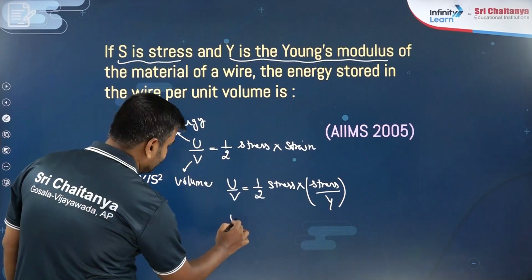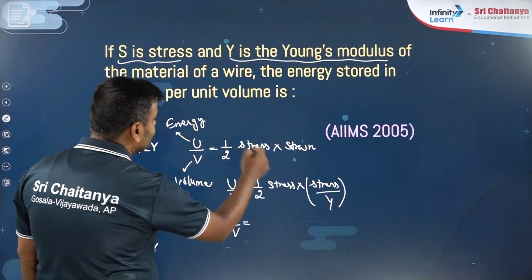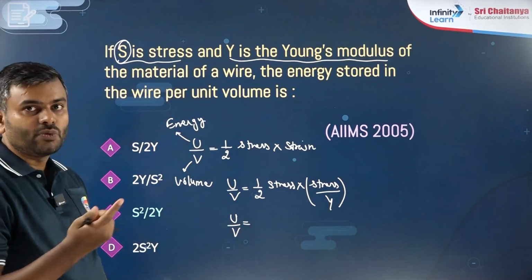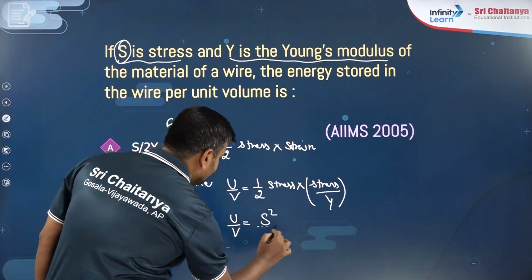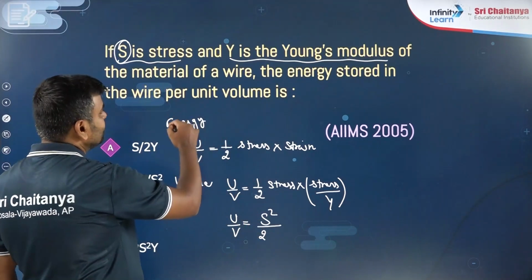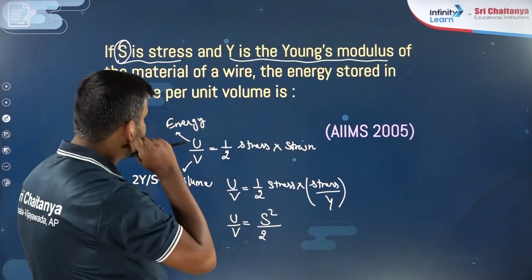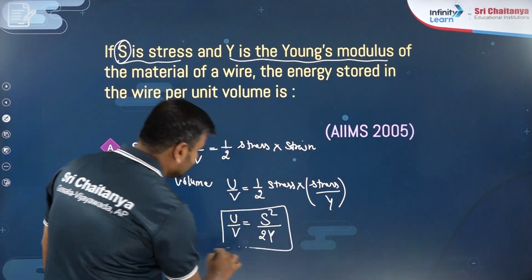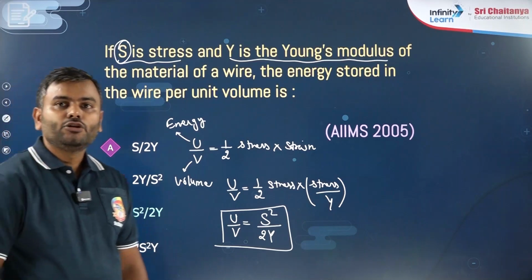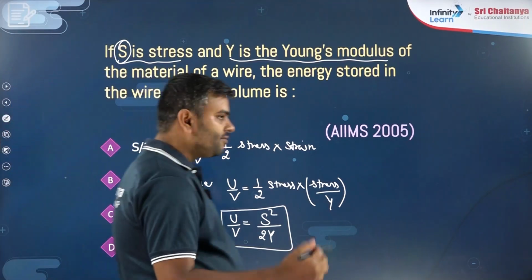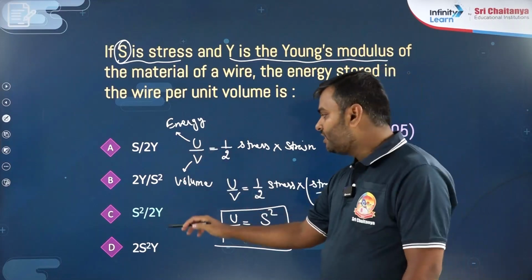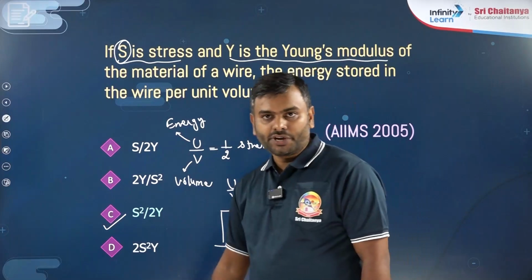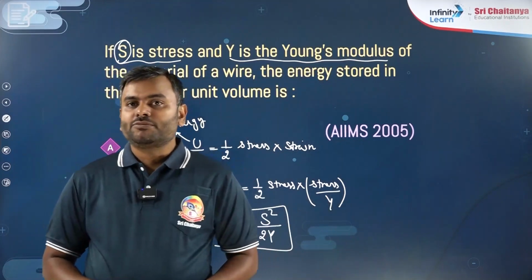So finally the answer we are getting is what? U by V. We know that stress is given as S, and we have stress 2 times, so stress square. So we can write here S square divided by 2 into Young's modulus, which is represented by Y. So U by V is equal to S square by 2Y. That will be the final answer we have. If we see the options, among these options, the final answer we are getting is by option C. Okay, so I hope you have understood this question also. Let's move to the next question.